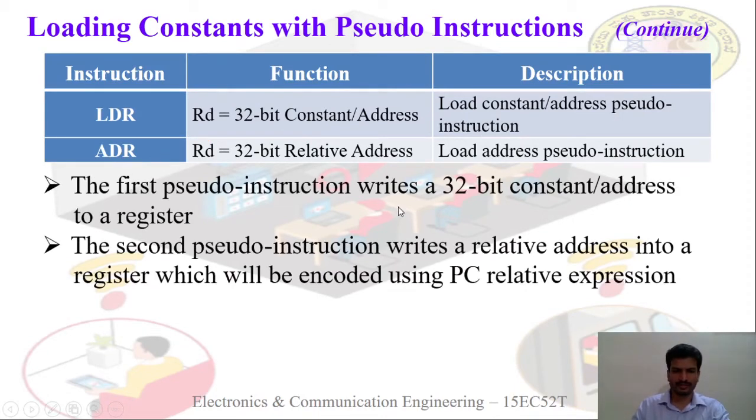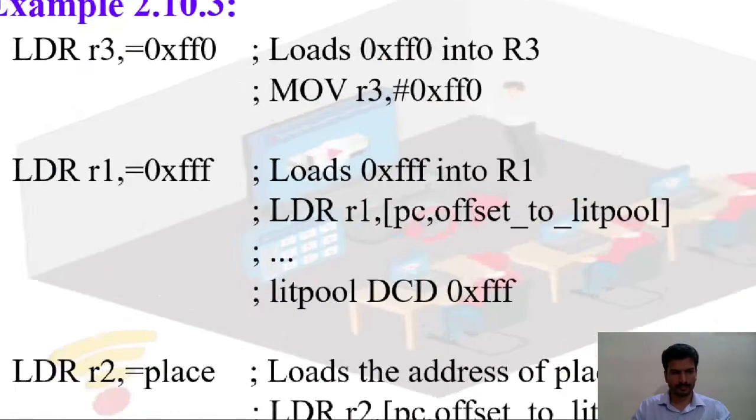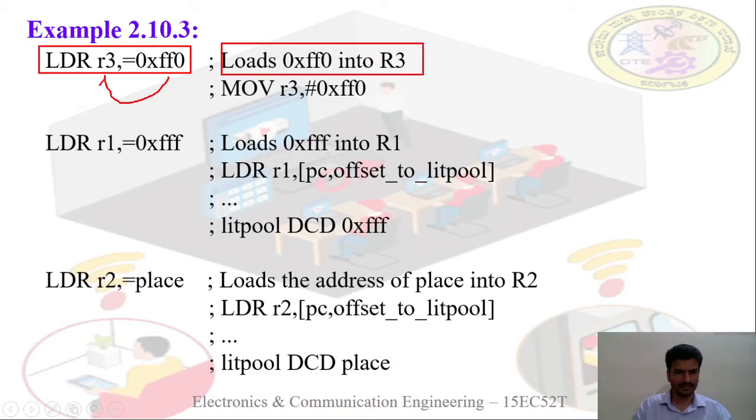The first pseudo instruction writes a 32-bit constant or address to a register, see your LDR instruction, whereas the second pseudo instruction ADR writes a relative address into a register, which will be encoded using a PC relative expression. So let us consider an example here. LDR R3 equal to 0xFF0. So it loads 0xFF0 into the R3 register. So here the constant is moving to R3, which is nothing but MOV R3, #0xFF0.